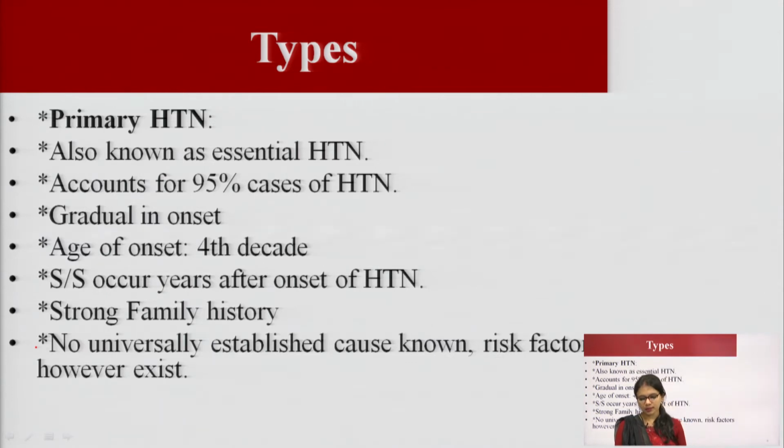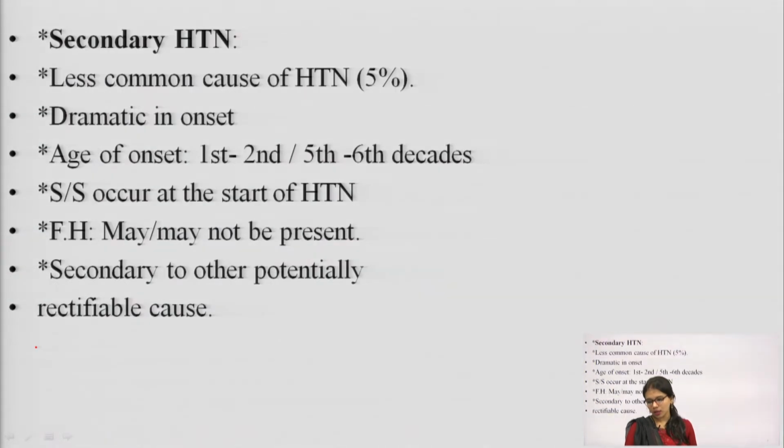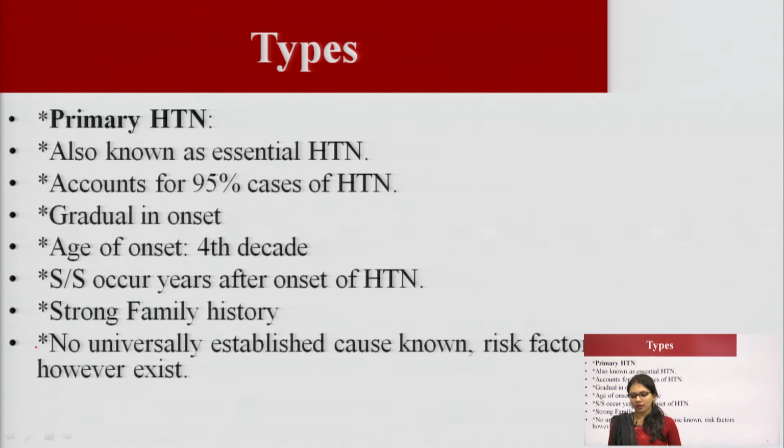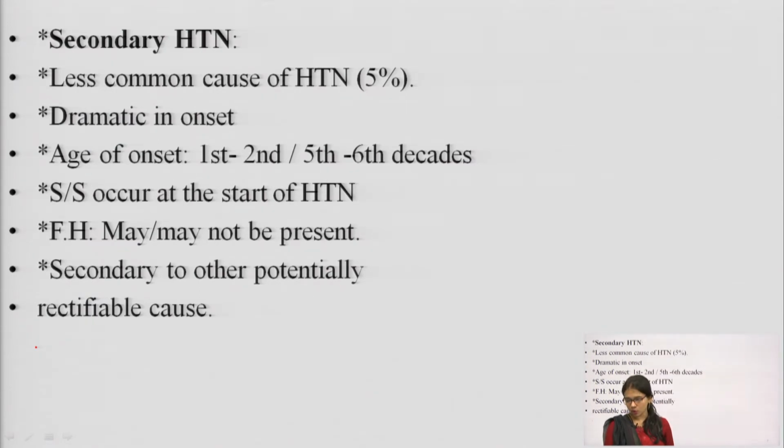I have told you about primary hypertension and secondary hypertension. Primary hypertension is also known as essential hypertension. It accounts for 95% of cases of hypertension, gradual in onset, with a strong family history, or it is due to increased intake of sodium or alcohol by the person. Or if the person has some disorder like a neurological disorder or renal failure, due to which the person has hypertension, it comes under secondary hypertension. It is a less common cause of hypertension, 5%, dramatic in onset.